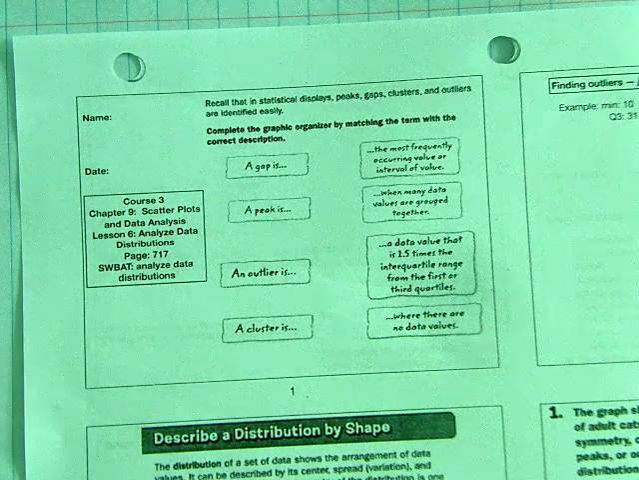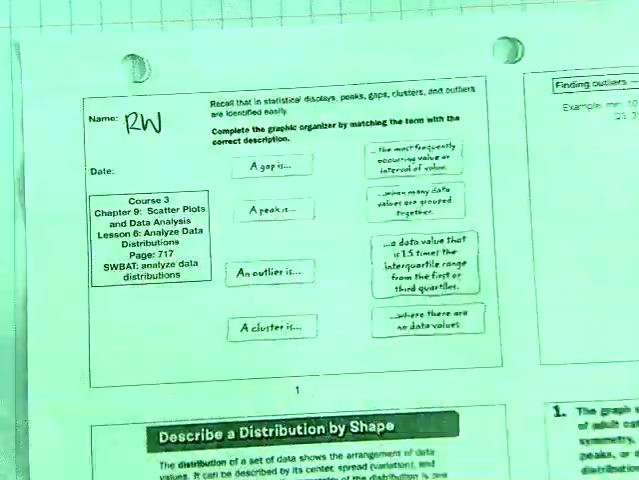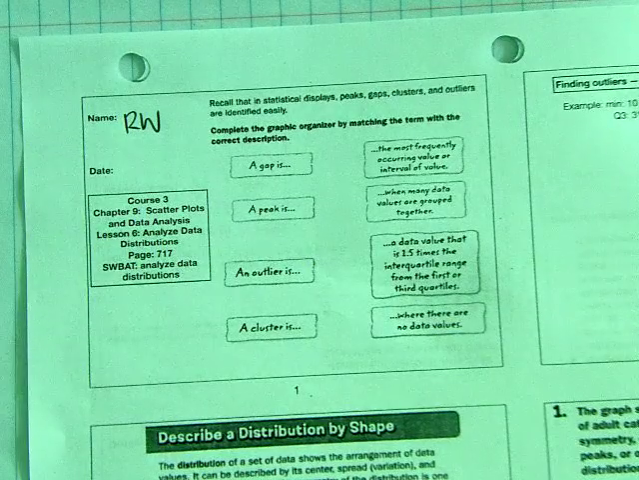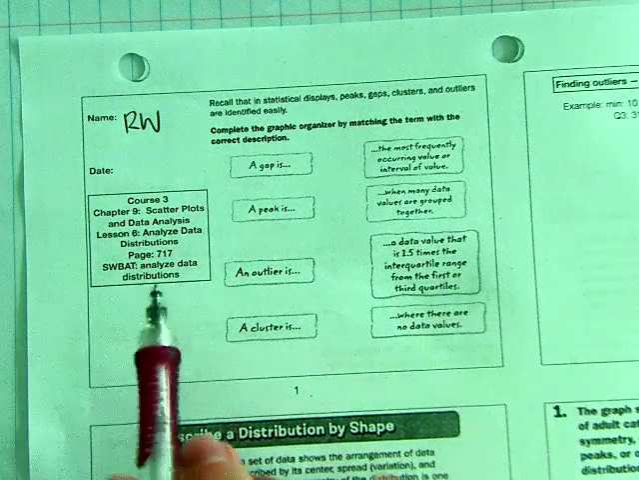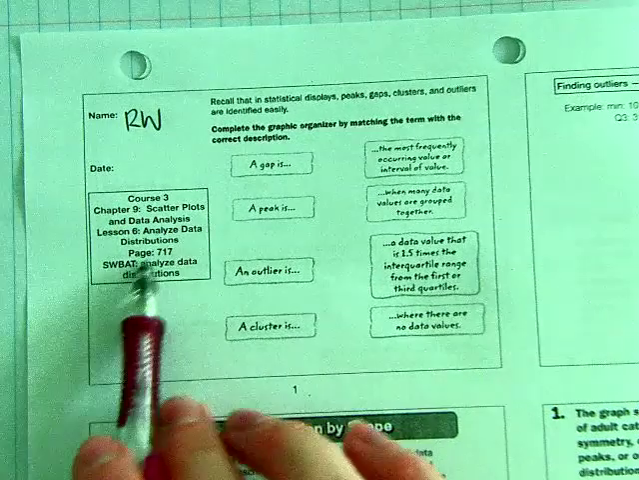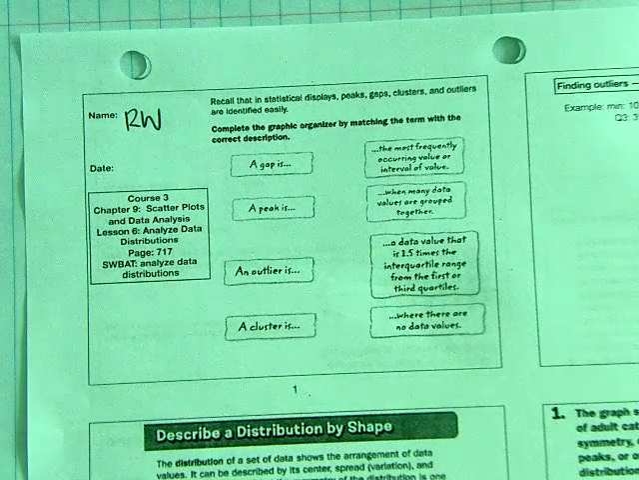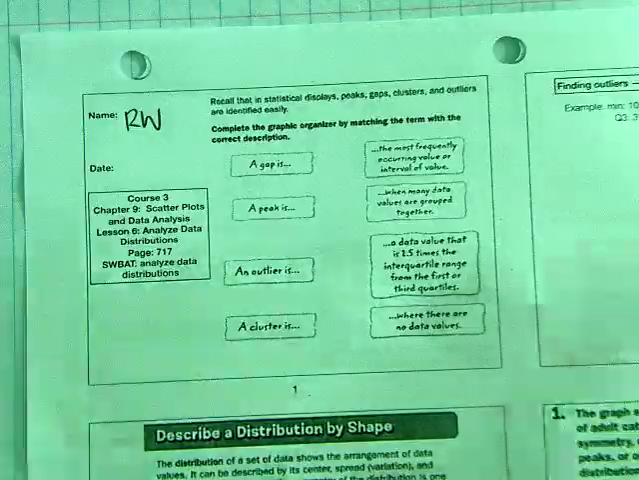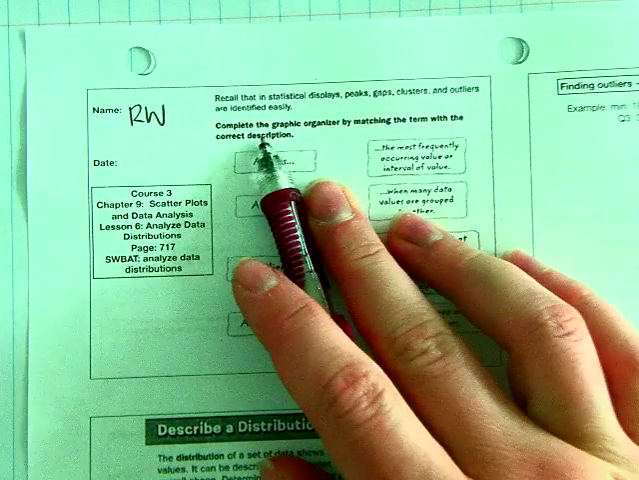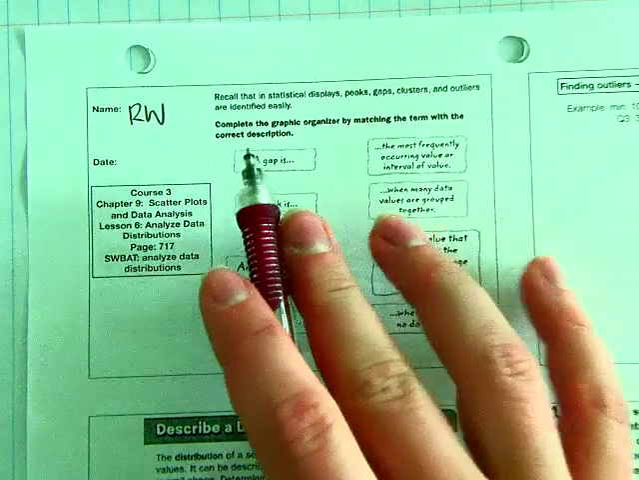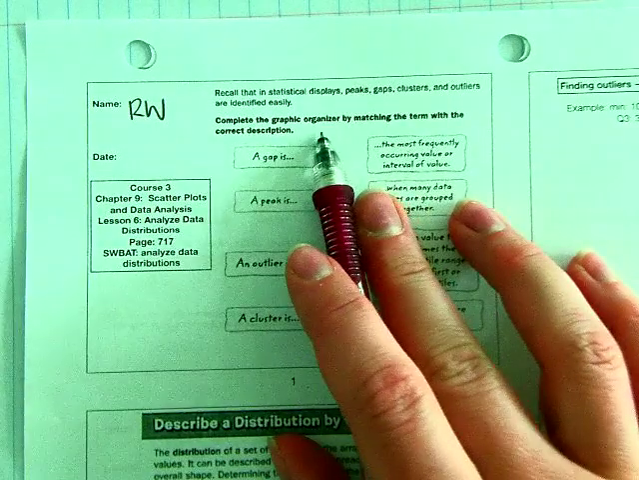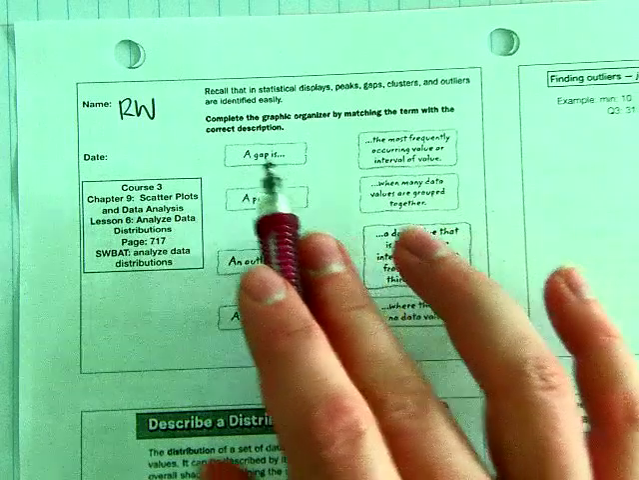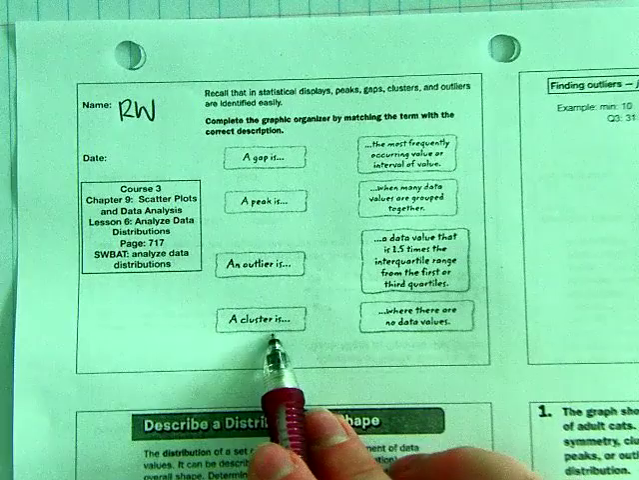Final lesson for Chapter 9 is going to give us some more ways to analyze data distributions. Recall that in statistical displays, peaks, gaps, clusters, and outliers are identified easily. We've worked with that with scatter plots. So complete the graphic organizer by matching the terms with the correct description. We've got a gap, a peak, an outlier, and a cluster.